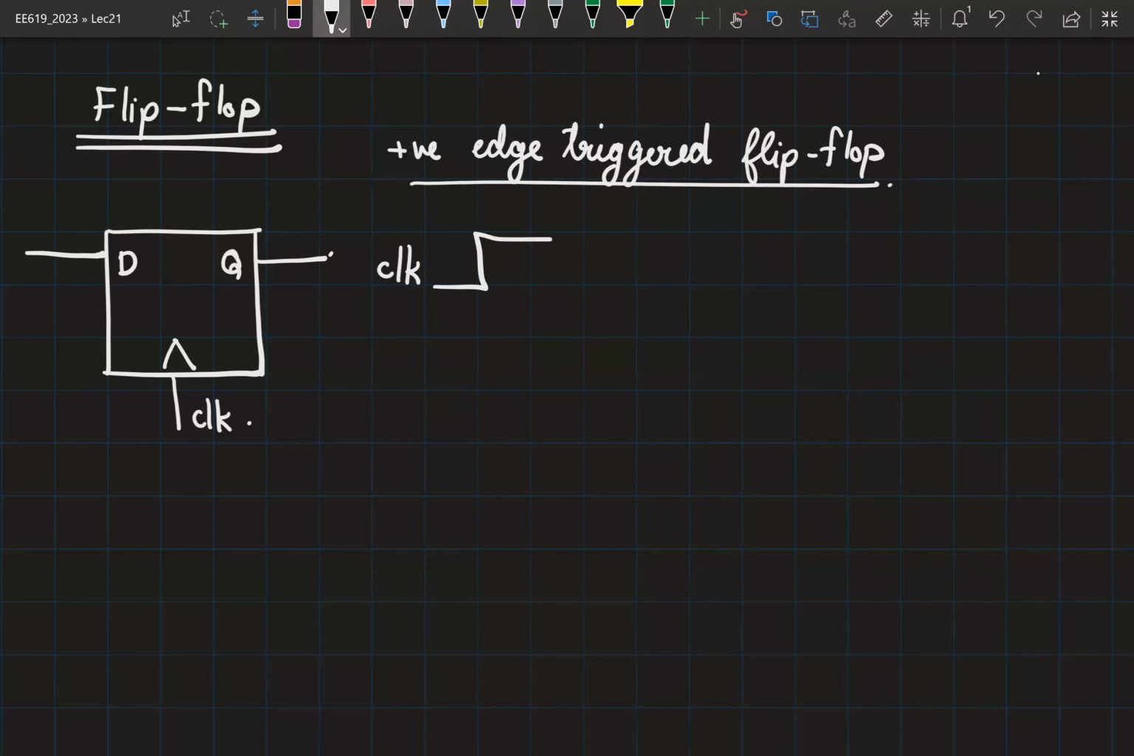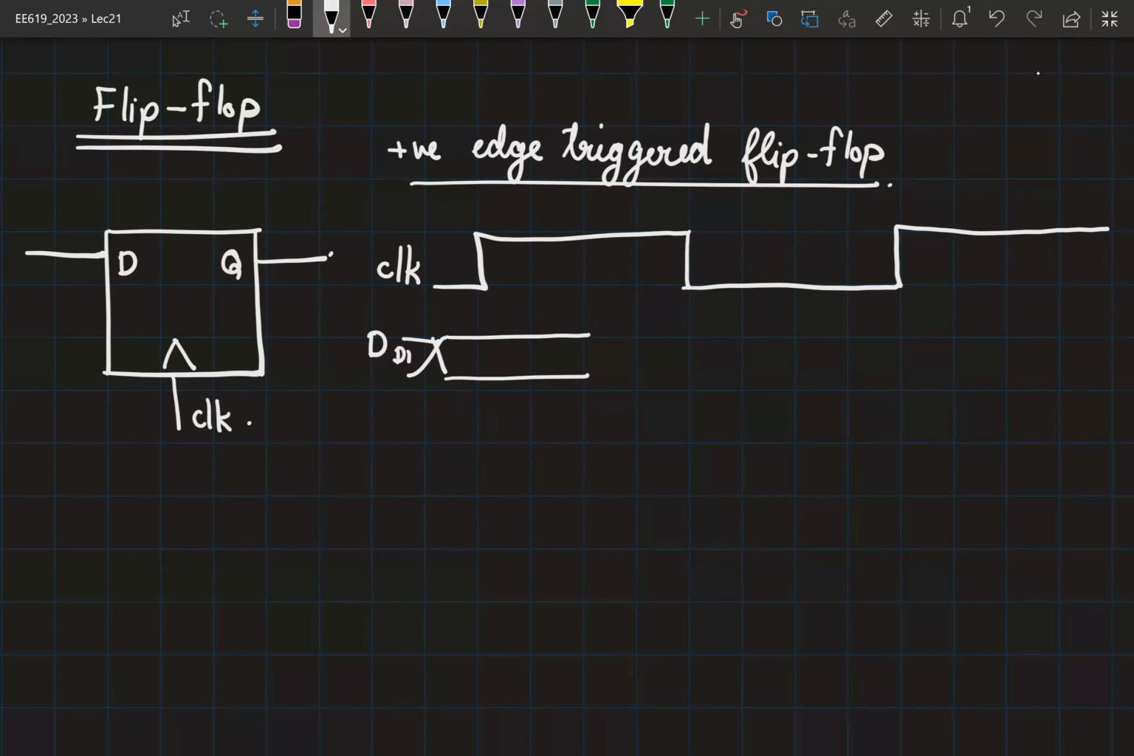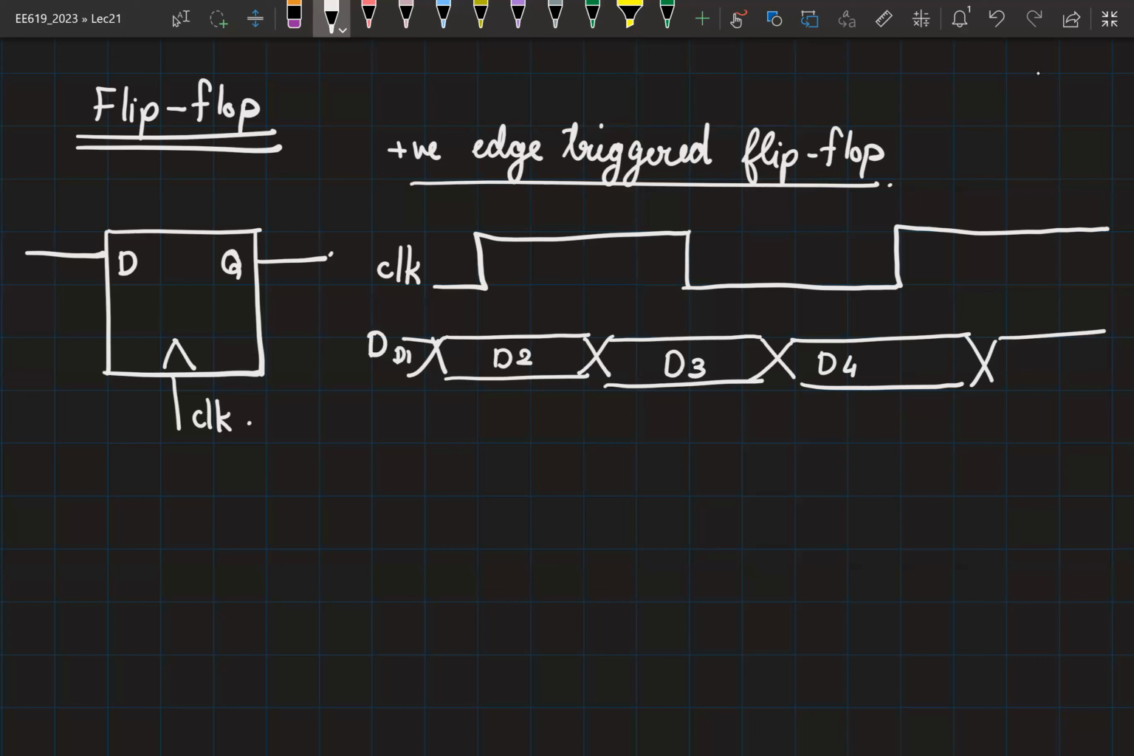Let's say I have a clock signal as shown here. The data signal is varying like this. Say this is D1, D2, D3, D4 and D5. Can you sketch the output Q? Please sketch.